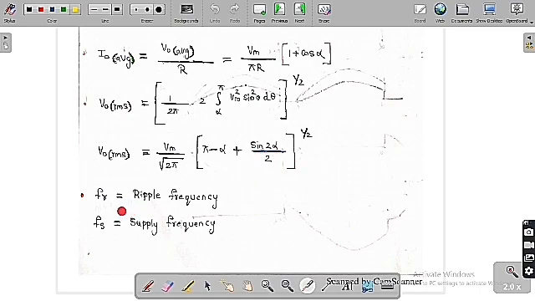Where Fr is called the ripple frequency and Fs is called the supply frequency. I have already told you the ripple frequency is equal to the number of ripples into supply frequency. Ripple frequency means basically output frequency, the frequency of the output voltage or the output current. And the number of pulses means the number of pulses present in the output voltage or output current. And Fs is the frequency of the supply.